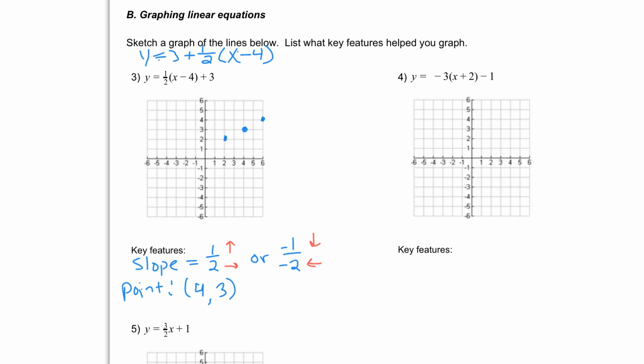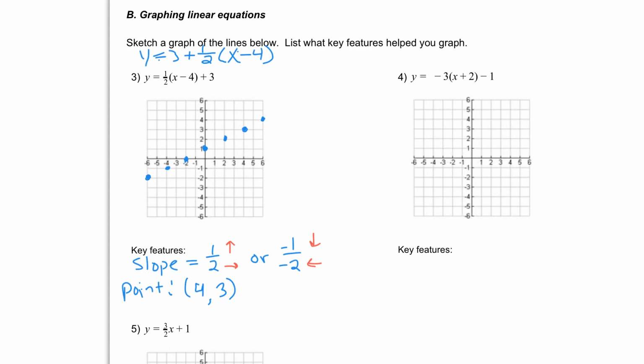And I can continue doing that, going down 1 and to the left 2. My next point would be (0, 1). Then again, from this point, down 1, left 2, I get a point at (-2, 0). Down 1, left 2, I get a point at (-4, -1). And it looks like I can do that one more time. Down 1, left 2, I get a point at (-6, -2).